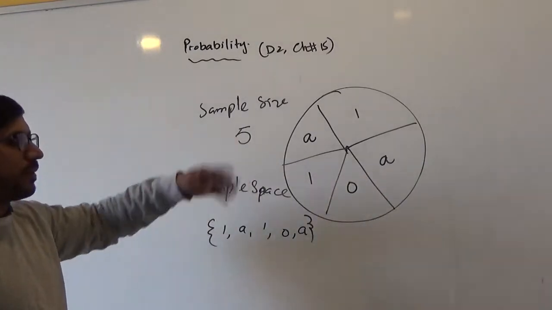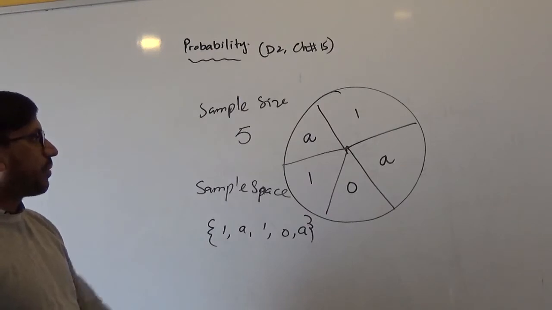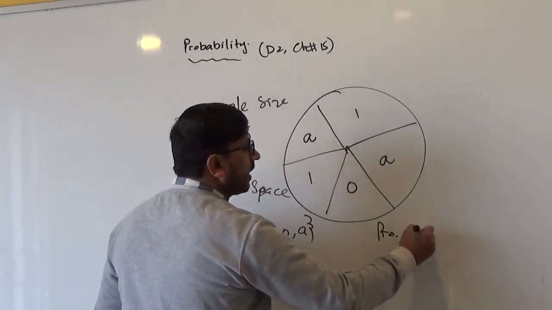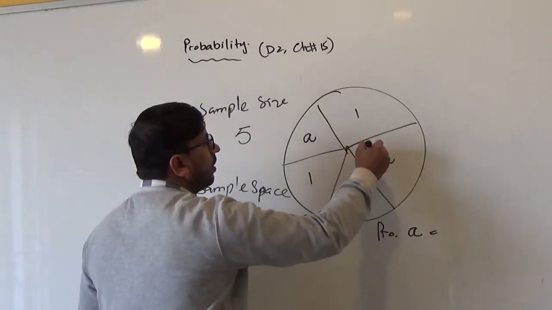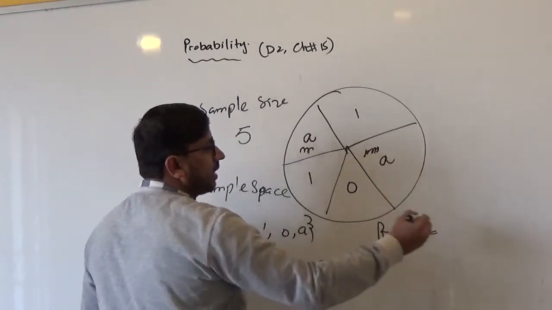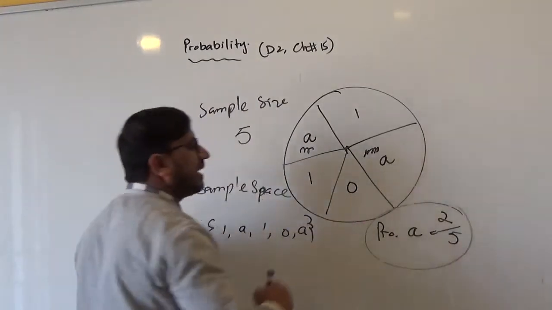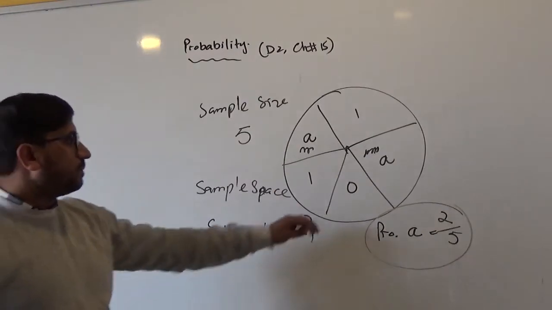Now we come to the probability of spinners. Well, we can find the probability of the spinner. What is the probability of A? Its probability would be how many times do we have A? It's 1 A, second A, so we have 2 times A out of 5. So the probability of A is 2 by 5.